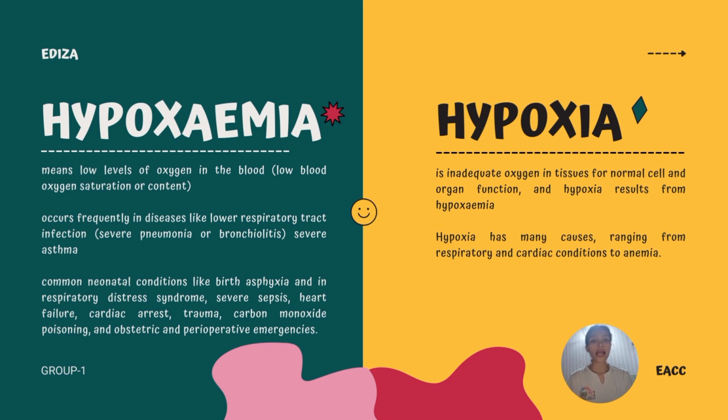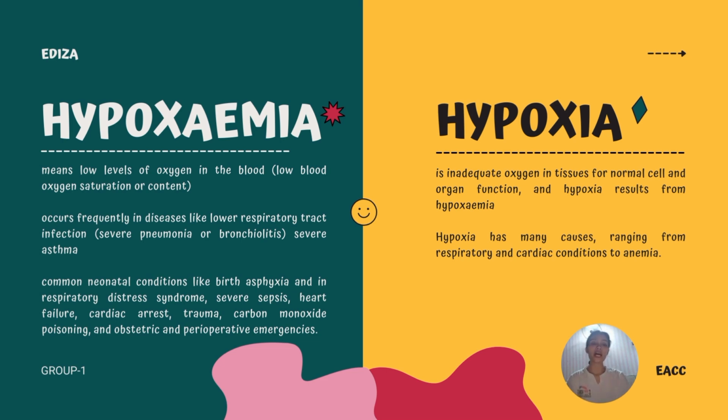Next po is the hypoxemia. Hypoxemia, ang meaning niya po is a low level of oxygen in the blood, low oxygen saturation or content. Dito po is severe pneumonia or bronchitis po ang pwede po maging causes po niya. Tapos po, meron din po siyang severe asthma. Tapos po, ang common neonatal condition niya po is like birth asphyxia and infant respiratory distress syndrome, sepsis, heart failure, cardiac arrest, trauma, carbon monoxide poisoning, tapos obstruction and perioperative emergency.